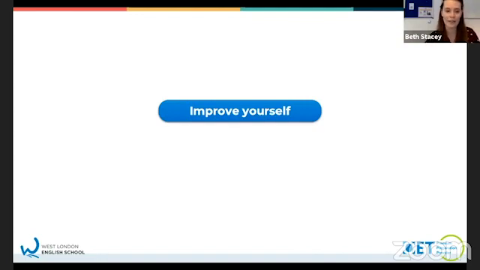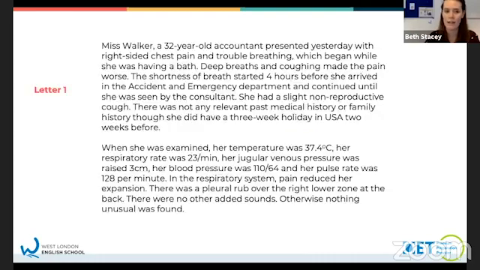So we're going to have a look at 2 letters, and I want you to see what you think. Again, write in the comments, what's your opinion on letter number 1? I'll give you about a minute to read through this.